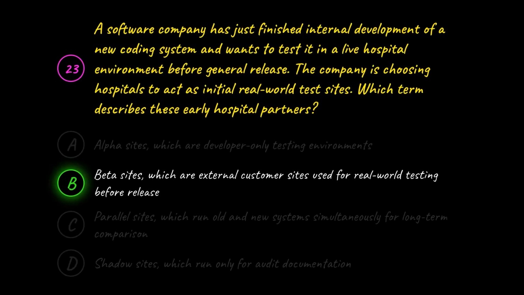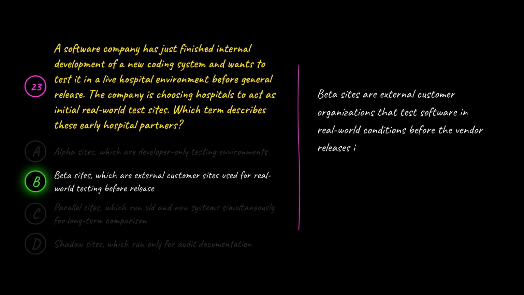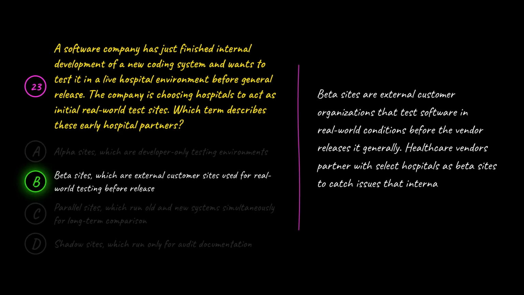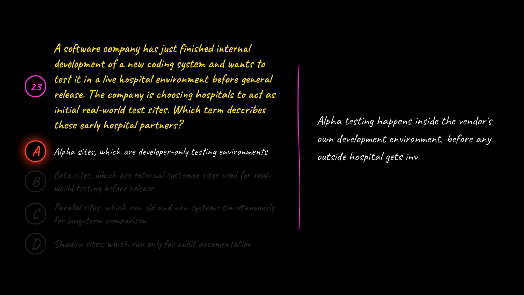The correct answer is B. Beta sites, which are external customer sites used for real-world testing before release. B is correct because beta sites are external customer organizations that test software in real-world conditions before the vendor releases it generally. Healthcare vendors partner with select hospitals as beta sites to catch issues that internal testing missed. A is wrong because alpha testing happens inside the vendor's own development environment before any outside hospital gets involved. It is not a customer site.